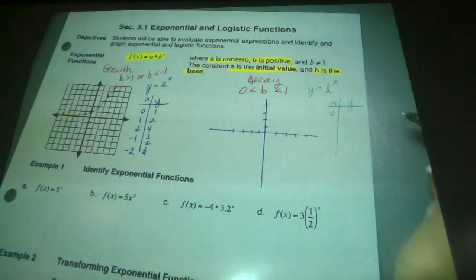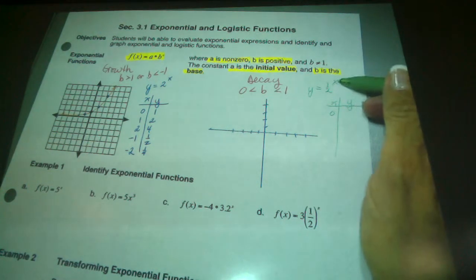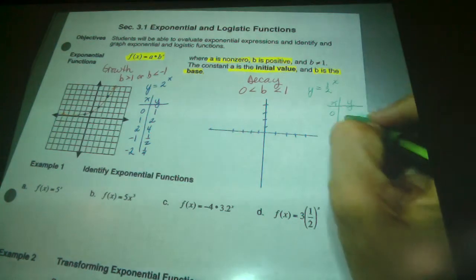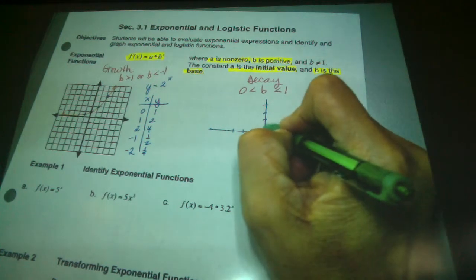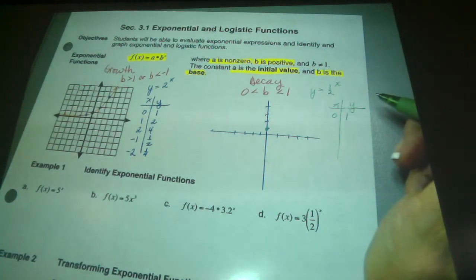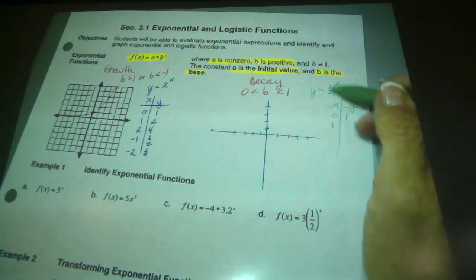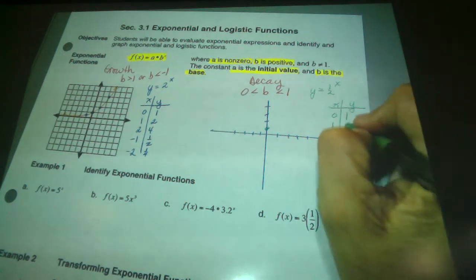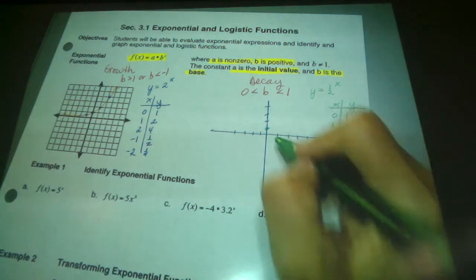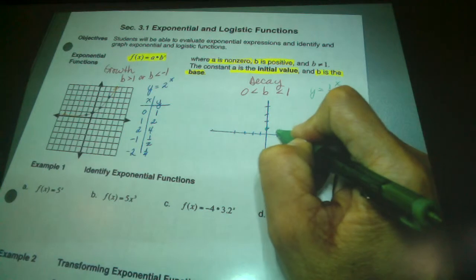Again, I like to start with 0. What's 1/2 raised to the 0 power? It is still 1. So both of these graphs have the same ordered pair, (0, 1). Then if I let x be 1, 1/2 to the first power is still 1/2. So as I go to the right one, I'm going to go up 1/2.